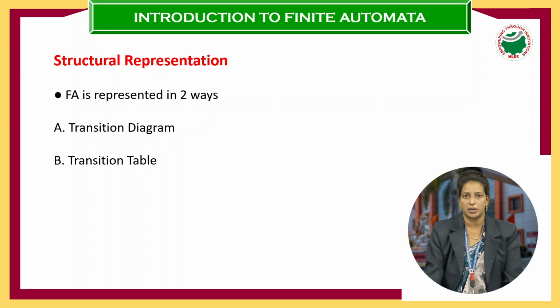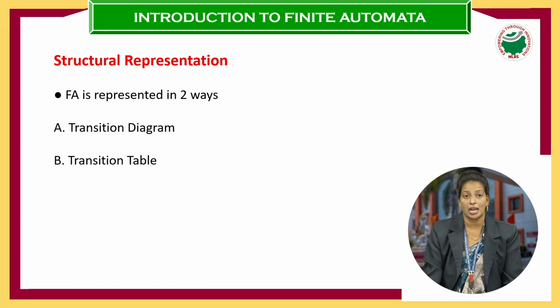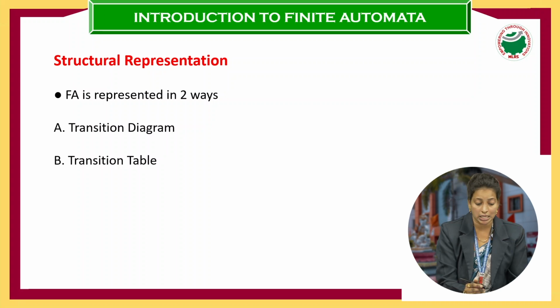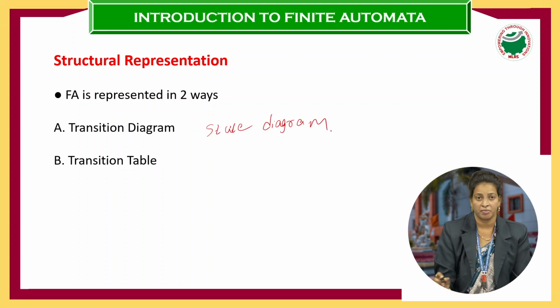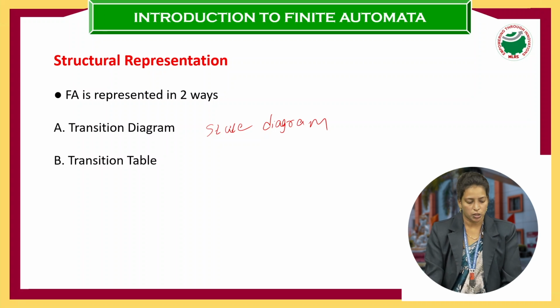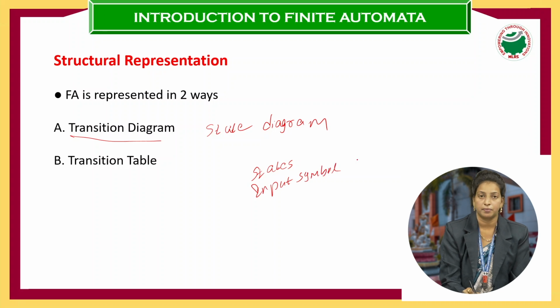Next concept is structural representation. There are two ways to represent finite automata. The first one is the transition diagram, also called the state diagram. The next one is the transition table. The transition diagram consists of states, input symbols, mapping functions, initial state and final state.